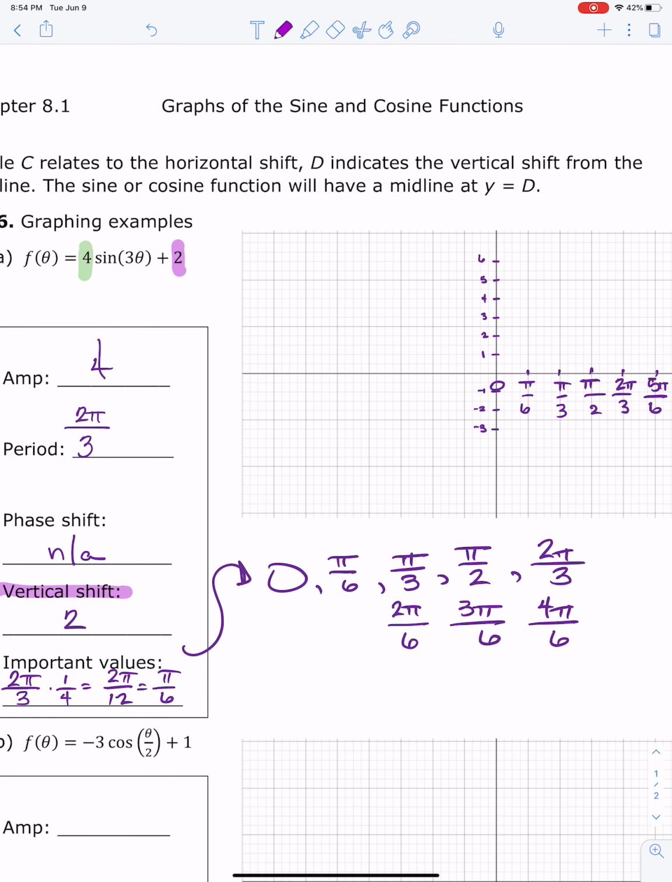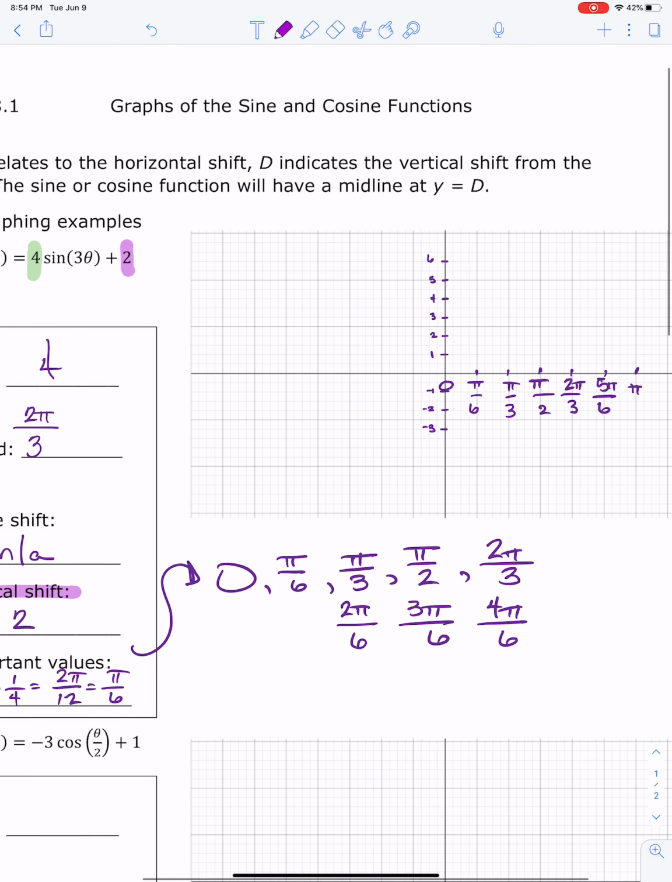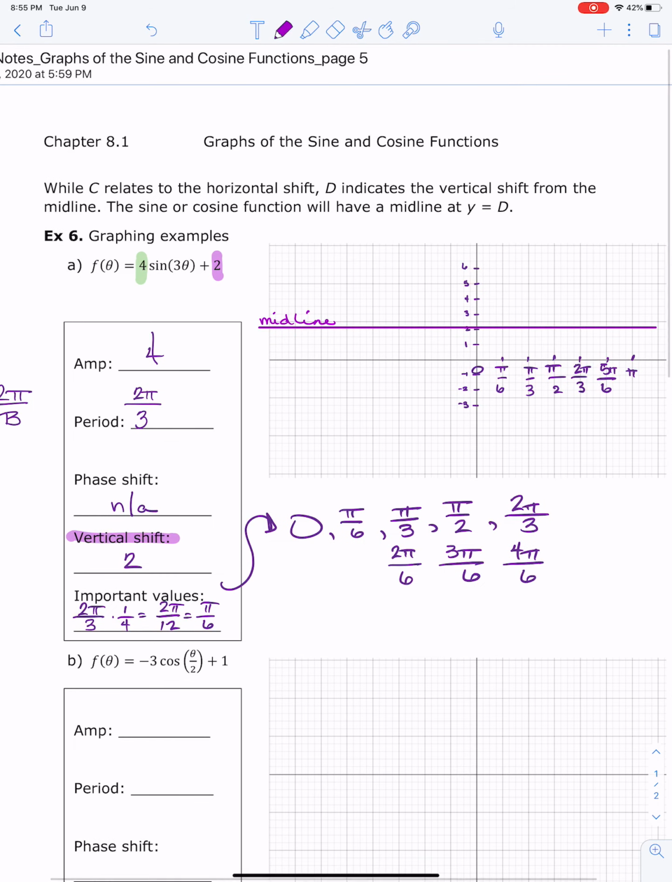So we can match this up. My vertical shift was 2. So that's where I'm going to move my midline to. Okay, that means I'm moving this whole graph up 2 units. And now we are graphing the sine function. Sine at 0 is 0. Okay, 2 units up puts it right on my midline.